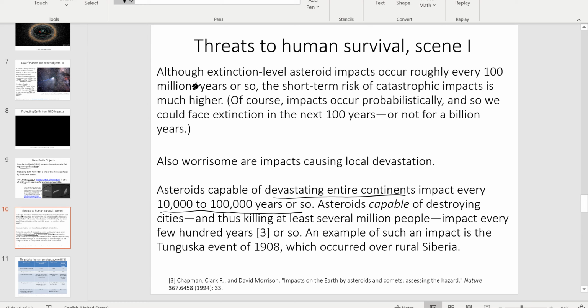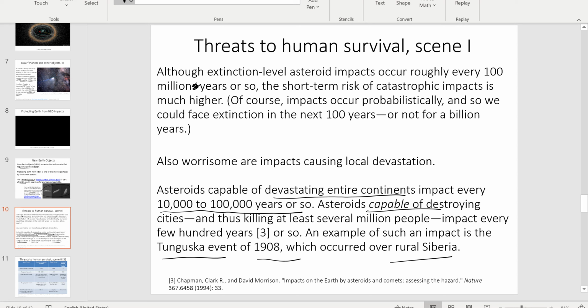And asteroids capable of destroying whole cities, if they were to hit those cities, impact every few hundred years or so. An example of this kind of impact is the Tunguska event of 1908, which occurred over rural Siberia. Now, I should say that this sounds worse than it is because I'm saying that asteroids that could destroy cities impact every few hundred years. So that might sound as though a major city is going to be destroyed every few hundred years, which isn't true. These are simply asteroids that are capable of destroying cities if they hit cities.